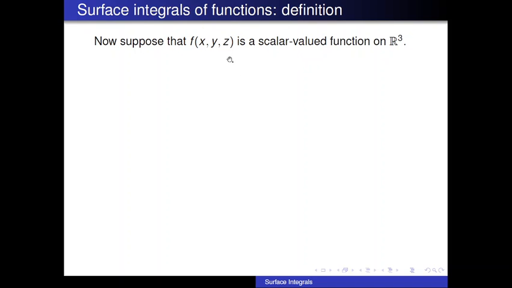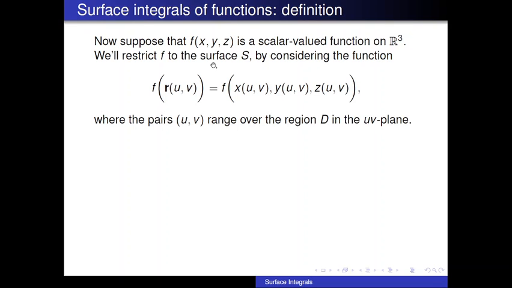Area of base parallelogram times function value would give us the volume of some kind of prism. And we could add those up and get a Riemann sum to approximate our surface integral of a function. But then taking the limit of that would ultimately give us the integral that we want on the nose. So we'll restrict f to this surface by considering the function f of r of u, v. That's all that is really saying, to restrict f to the surface.